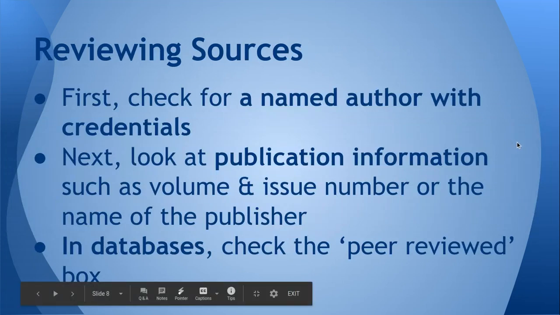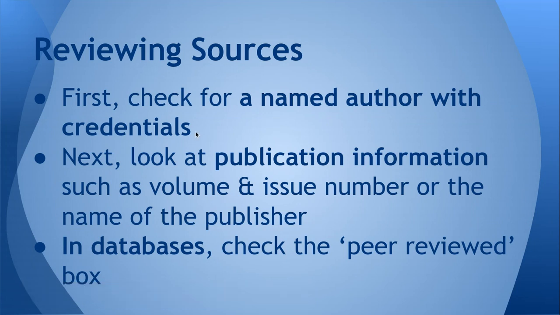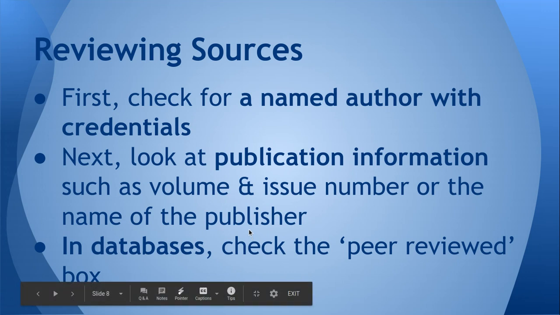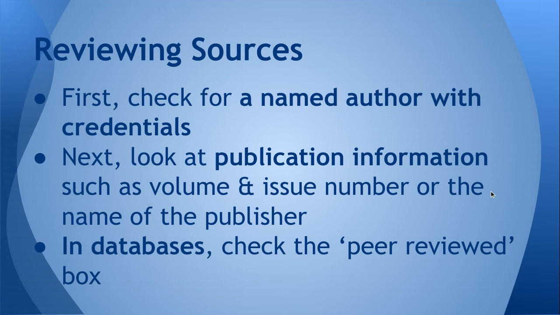When we're reviewing sources, first you want to make sure that you have a named author with credentials. Then look at the publication information, such as a volume and issue number if it's a journal article, or the name of the publisher. You should be able to find this information even if it's a .gov or a newspaper article. If it's fairly reputable, you'll have this information there. If it's missing any of that, it's a red flag, and you should check with me, a tutor, or a librarian to get some help about whether or not this is considered scholarly or reputable enough.